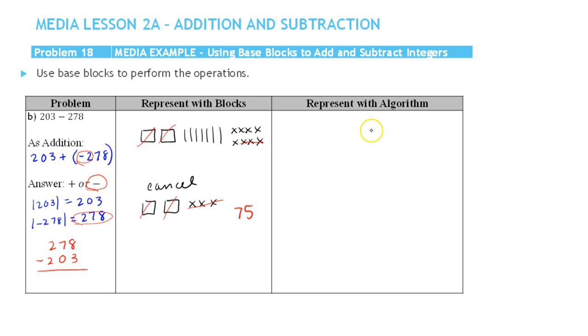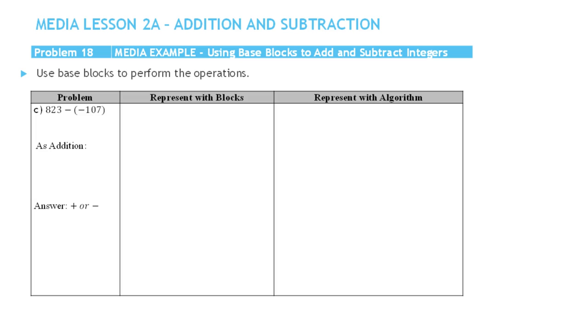So let's write this in terms of the algorithm. 278 minus 203. Well, 8 minus 3 is 5. 7 minus 0 is 7. And 2 minus 2 is 0. And when that's the first digit, we don't write that. So our final result will be 203 minus 278 equals, remember our answer is negative, negative 75.